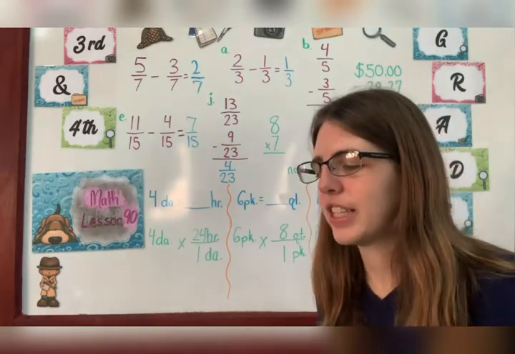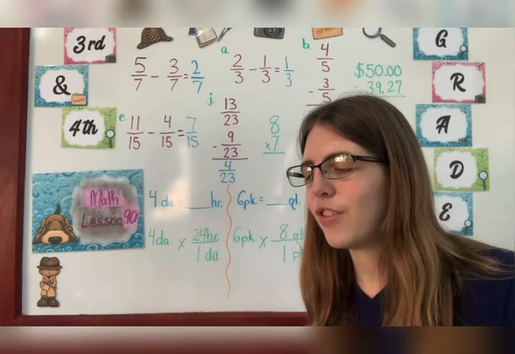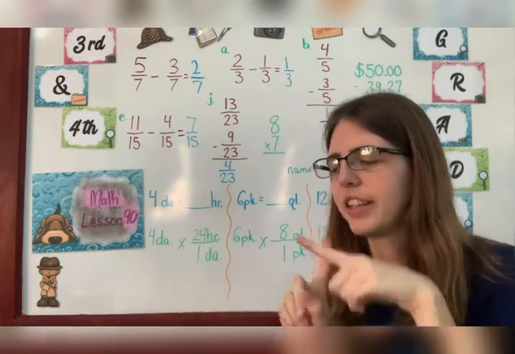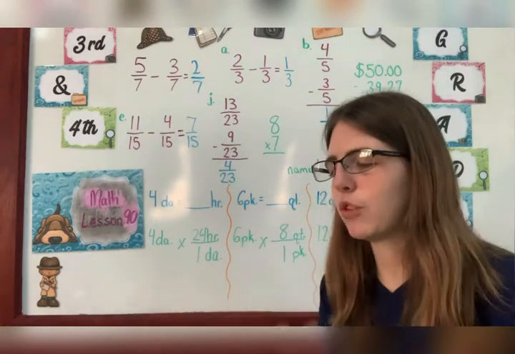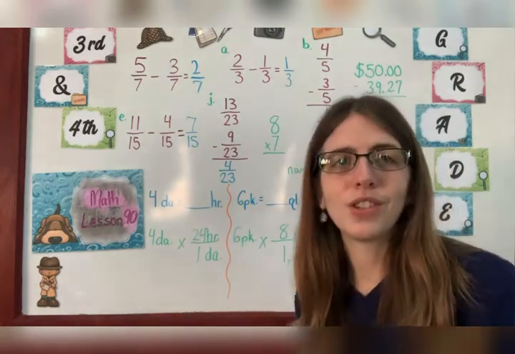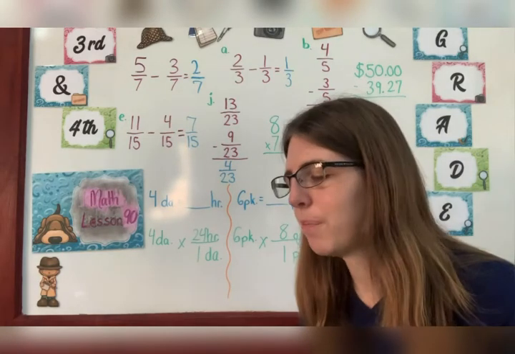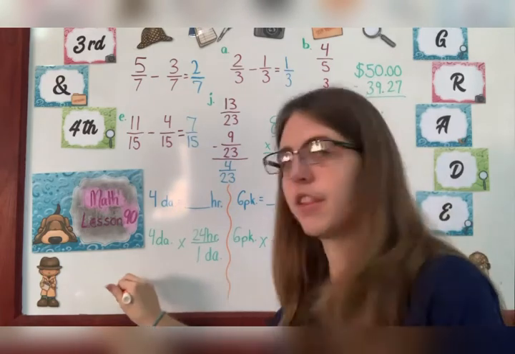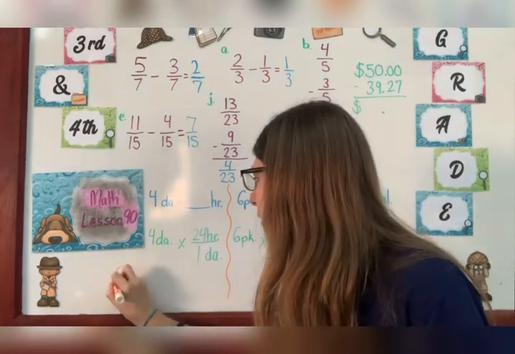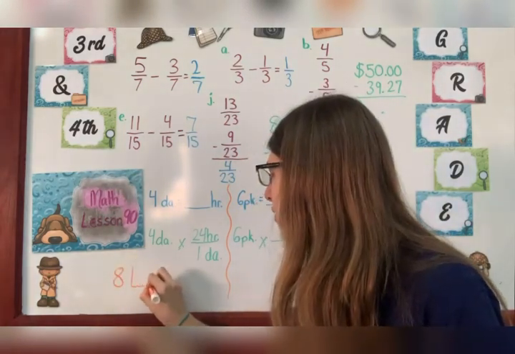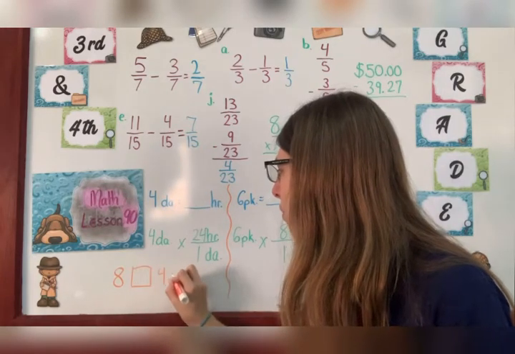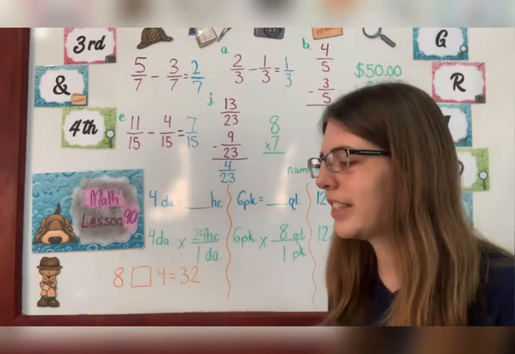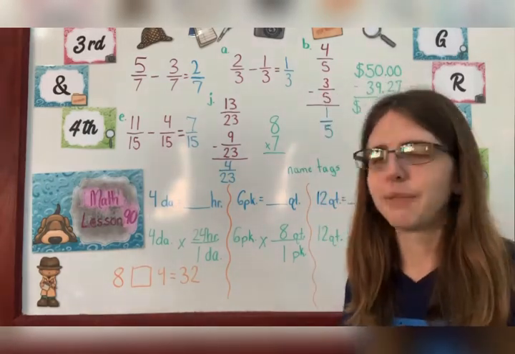Number 5 says fill in the missing sign. So this means your multiplication sign, your division sign, addition or subtraction. You need to write in whichever one will solve it and make it true. For example, in the first one, you have 8, then you have your box, then you have 4 equals 32. So you need to decide what will solve it.